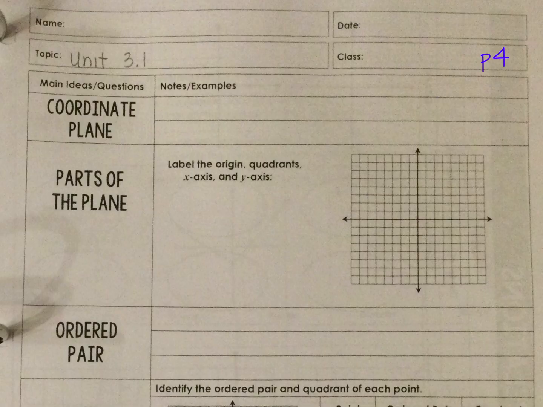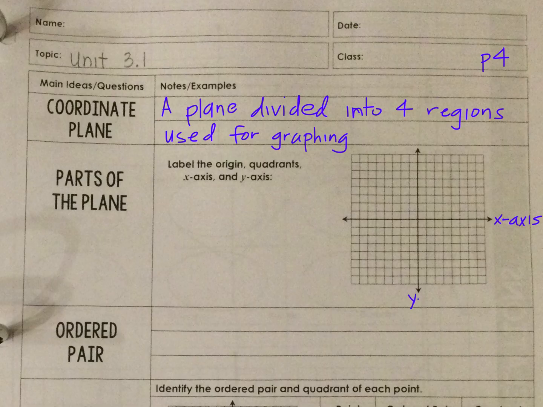So we're going to label all the parts. This line right here is our x-axis. The up and down line is our y-axis. We have 4 quadrants. Quadrant 1 is right here. Everything in that quadrant is positive, like the coordinates are.